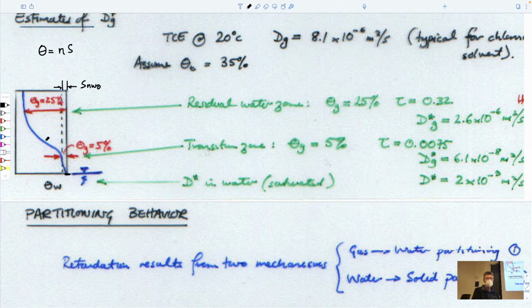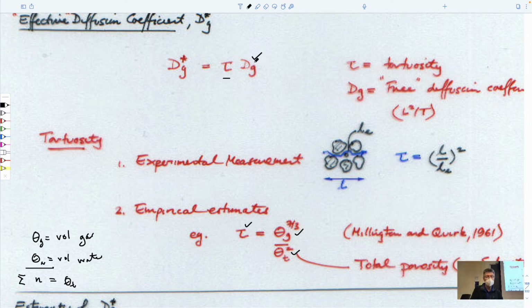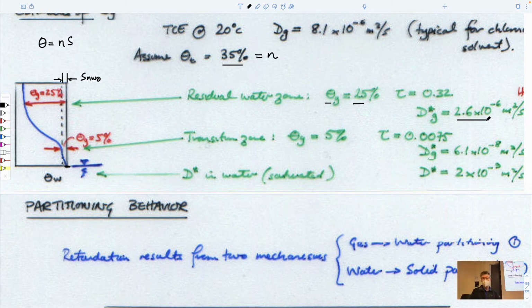This is just a contrived example to go through it and calculate what the gas diffusion coefficient is if the volumetric gas content is 25% and the porosity is 35%, so this is porosity also. Then you just plug and chug, putting in the gas content and the total porosity to get tau. You multiply by the value of the diffusion coefficient, which you get from a mechanical engineering textbook, which is apparently 2.6 times 10 to the minus 6 meters squared per second. That's the diffusion coefficient for TCE in air, in the room. You multiply it by the effective tortuosity, and you get a value of the gaseous diffusion coefficient, which is quite high higher up, quite low lower down. This is 10 to the minus 8, 10 to the minus 6.